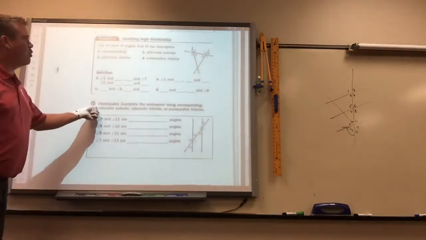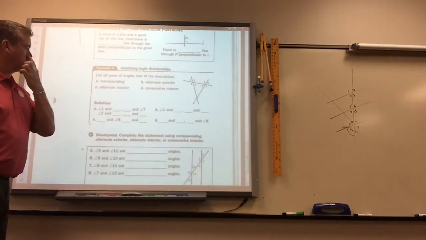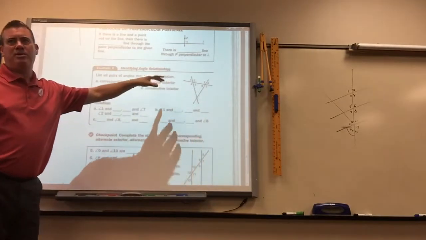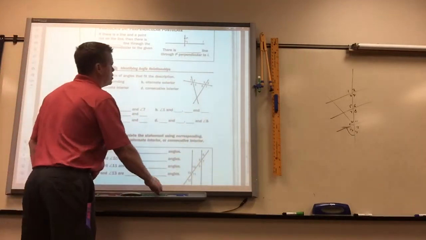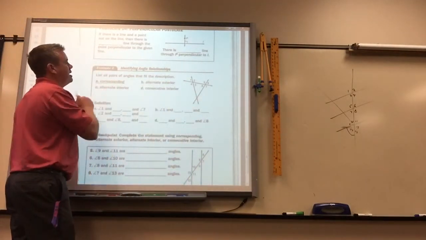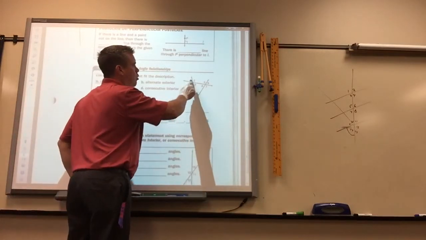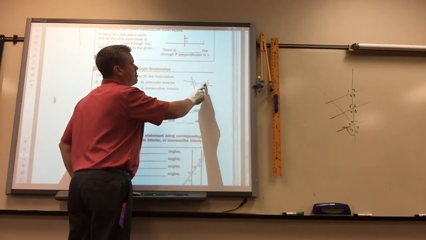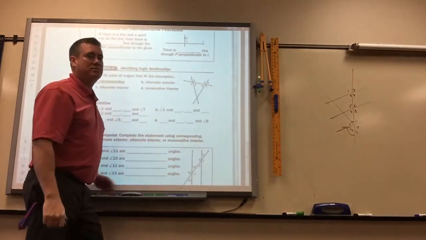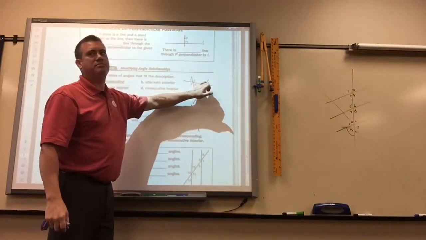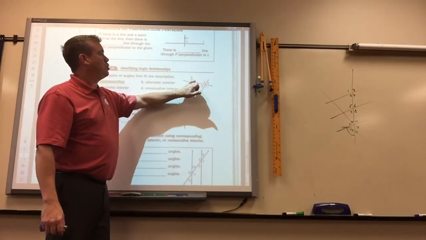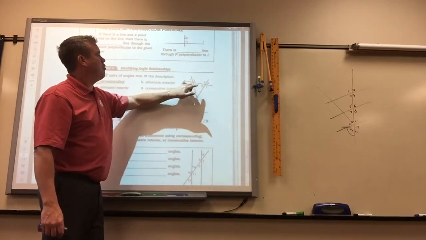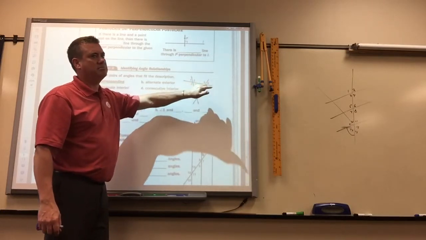So this is like what we did on your worksheet. You had to name what the angles were. So in this picture, the corresponding angles are 1 corresponds to 5. Corresponding is same position. Top left, top left. 2 corresponds to 6, top right. 4 and 8, 3 and 7.